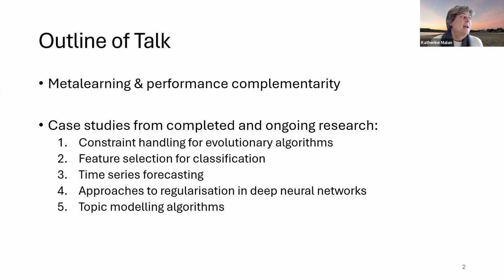So the 5 case studies are firstly the constraint handling for evolutionary algorithms. Then I want to talk about feature selection for classification, and then time series forecasting, and then approaches to regularisation in deep neural networks, and topic modeling algorithms. Those are the 5 case studies that I want to highlight today.